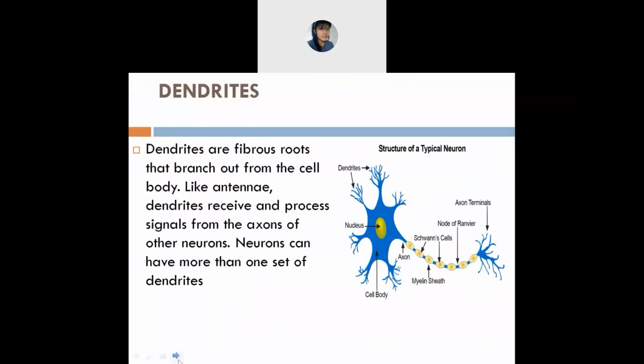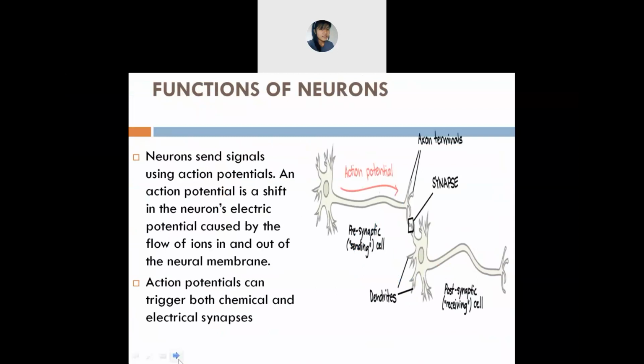So we were discussing the dendrites. Now let us discuss the functions of neurons. We discussed the structure of neurons in the morning class, so now let us discuss the functions. What is their purpose? I mean, what do these neurons do? This is one neuron and the other neuron, and they are connected with each other. This is how neurons look.